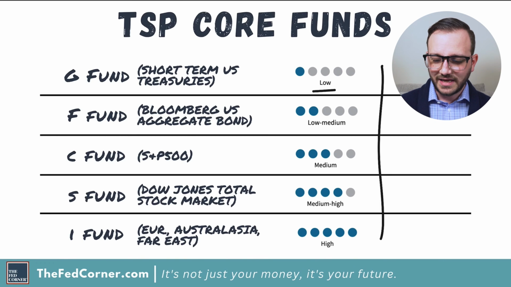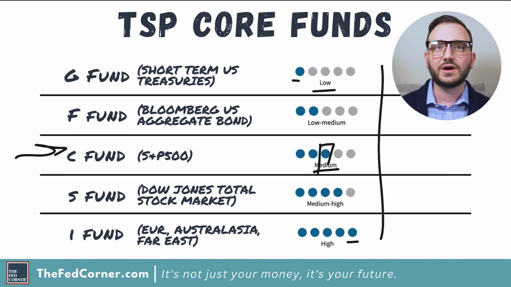So the G fund is low risk. It's also the first out of 5 funds on the risk scale, whereas the I fund is number 5, all the way down, international being the riskiest. But when we take the C fund, which falls in the middle, they rank it as medium risk because it's right in the middle of these 5 funds.